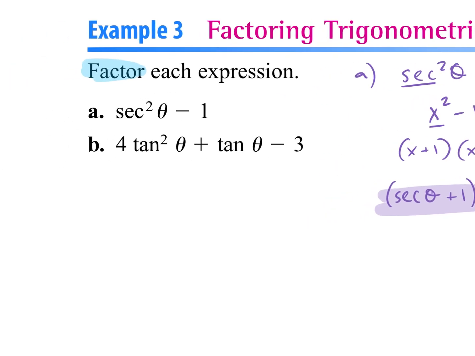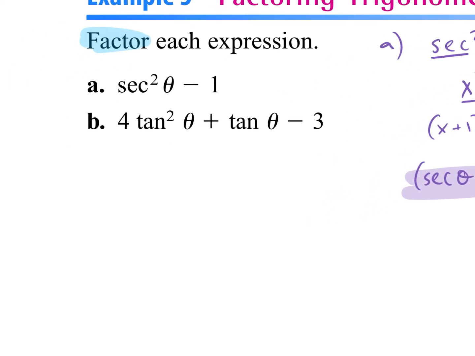All right, now let's look at B. So same thing here. I'm just going to replace my tangents with an x and then factor it from there. So I have 4x squared plus x minus 3. Now how would I factor this?